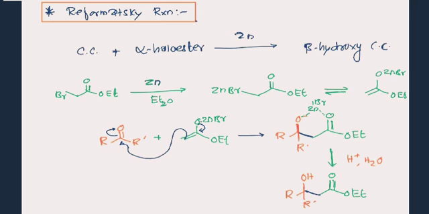Here this example is called a beta hydroxy, because this is the alpha position and this is the beta. So the resulting product is a beta hydroxy ester.